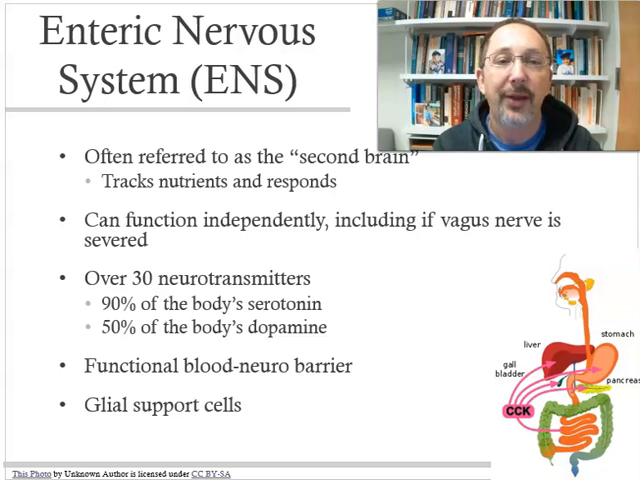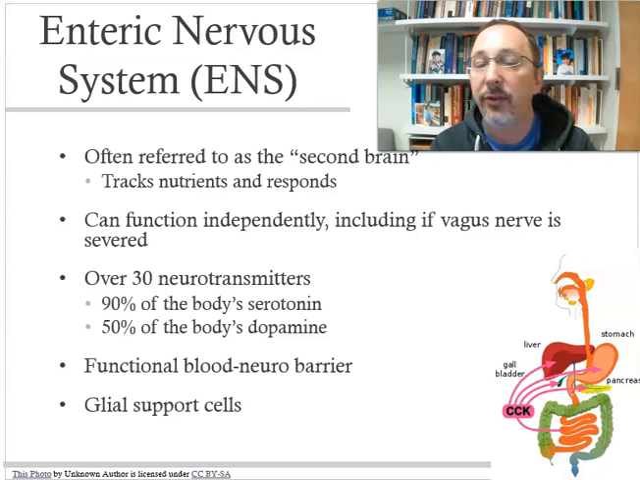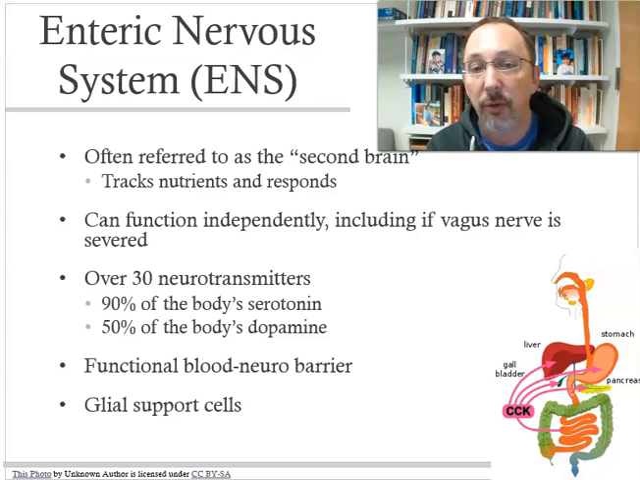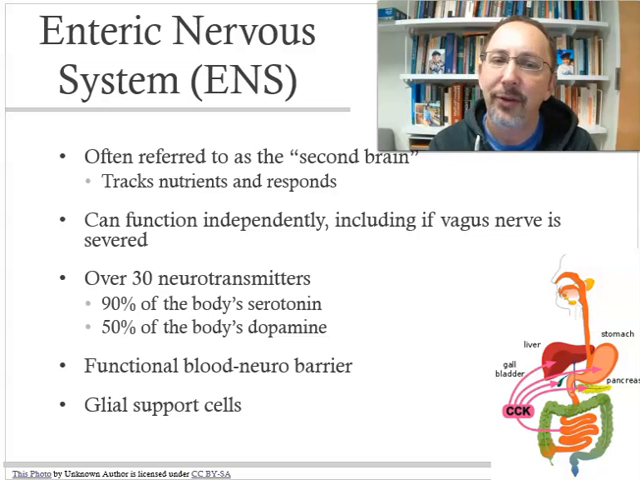And it's often referred to as the second brain, right? Your stomach, your gut. It tracks nutrients and responds on its own. It communicates with your brain, but it functions separately. You cut the vagus nerve, damage the vagus nerve, no problem. It can still function on its own. It uses over 30 neurotransmitters, and interestingly, we think about what's serotonin for, what's dopamine for. Well, the vast majority of your body's serotonin is being used by the enteric nervous system in your gut. And half of the body's dopamine is also being used here.